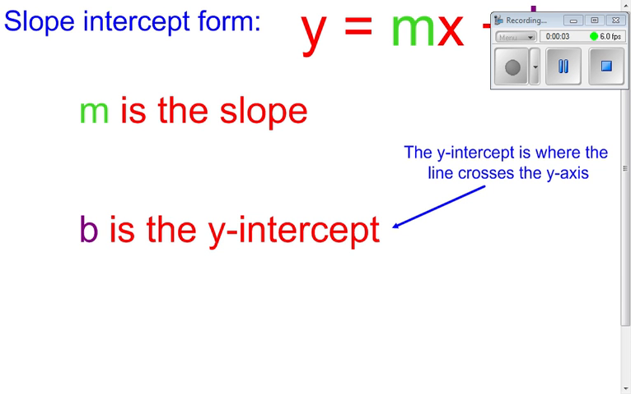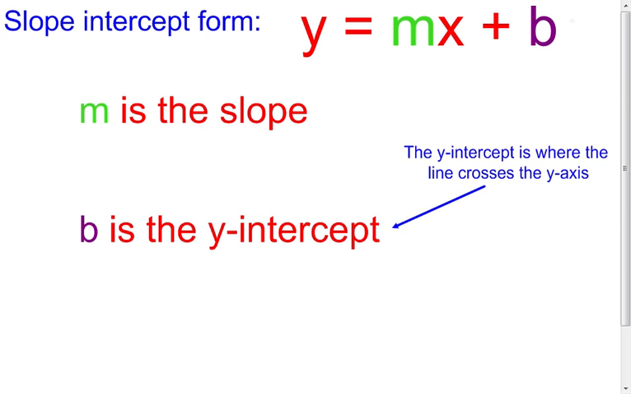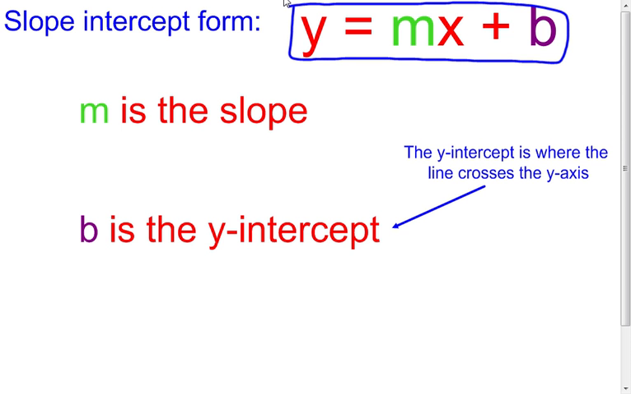We will be looking at equations that are in slope-intercept form in this lesson. Slope-intercept form you're probably familiar with, but it's this equation right here: y = mx + b. M stands for the slope, and that gives you a hint about which direction the line goes. And b is the y-intercept, or where it crosses the y-axis.